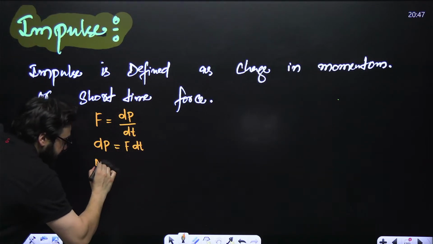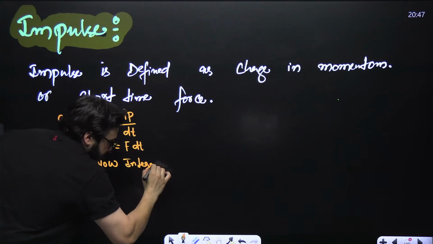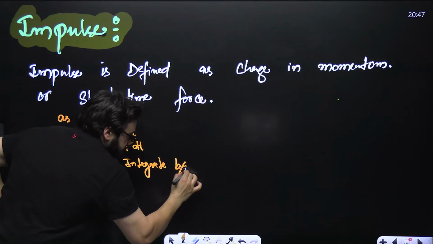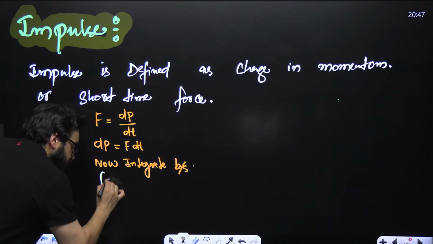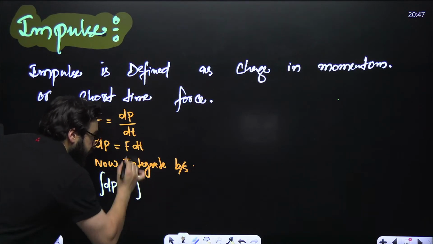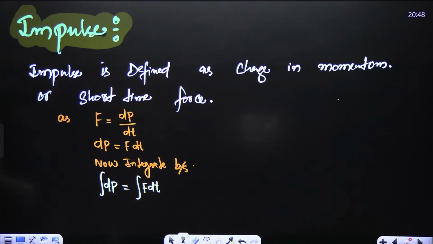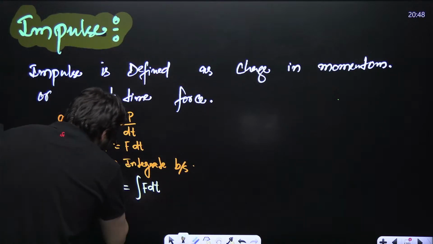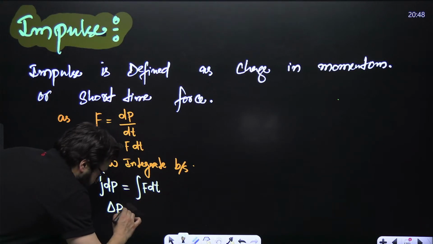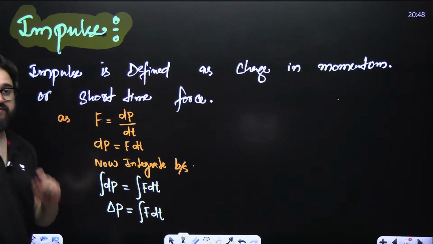Now integrate both sides. If you integrate both sides, you will say, sir, integration of dp is equal to integration of F dt. Now, integration of dp is what? Small change in momentum. So if you integrate small change in momentum, it will give you delta p. So it was integration of F dt.